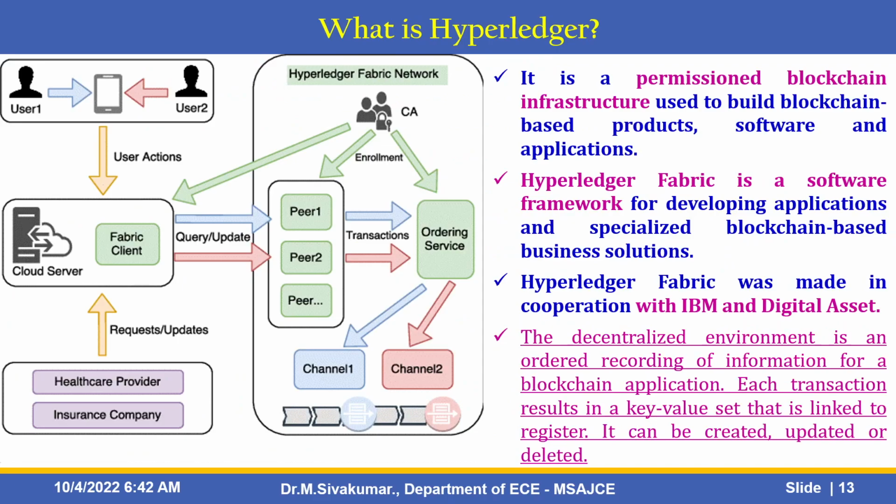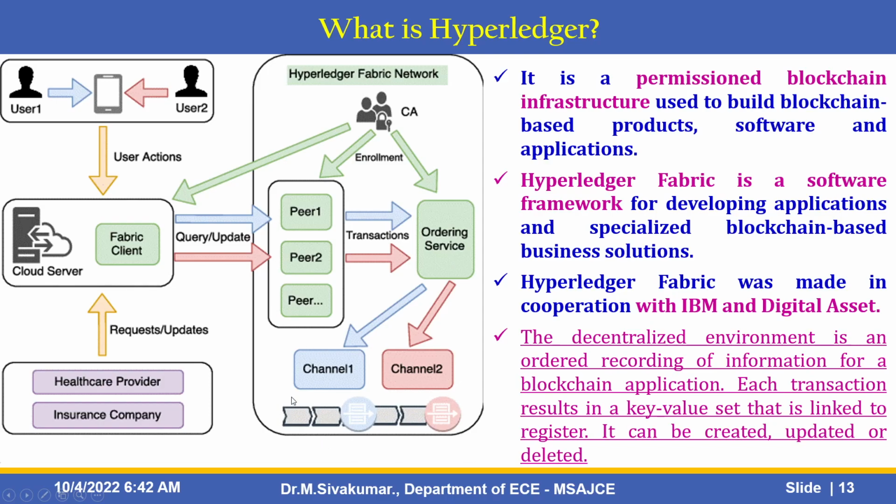The next part, after smart contracts, is what is Hyperledger? This diagram shows user 1 and user 2, the user actions, and this is a cloud server, and what the users use in Hyperledger. For example, healthcare providers and insurance companies. This is a general fabric network of Hyperledger. Here these are peer-to-peer, as you already know very well, a distributed peer-to-peer network. The transaction between the healthcare providers and users is on a channel.